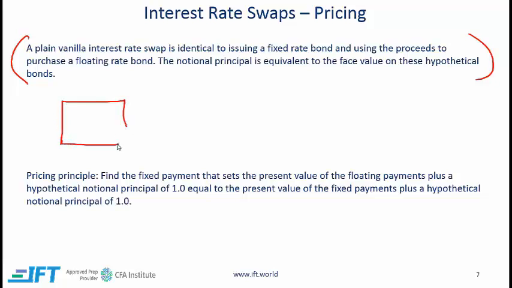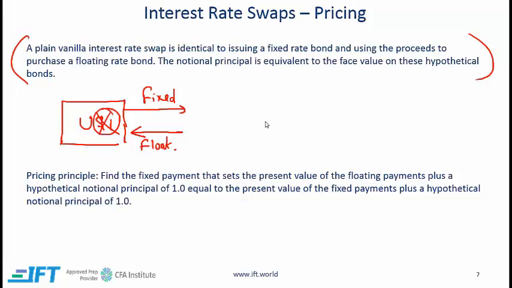Let's say this is you, and you issue a fixed rate bond with a par value of $1. All right, so what does this mean? If you issue a fixed rate bond, that means that you will be making fixed payments. Now, with this $1, you buy a floating rate bond. So you spend that $1 and you buy a floating rate bond. That means that you will receive floating rate payments. So this is a combination of two instruments.